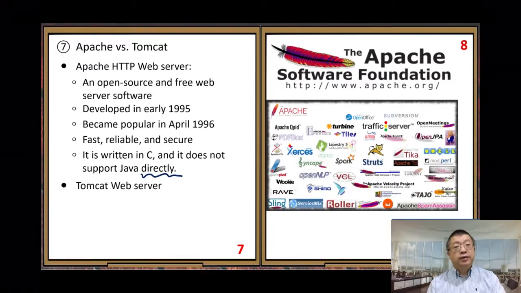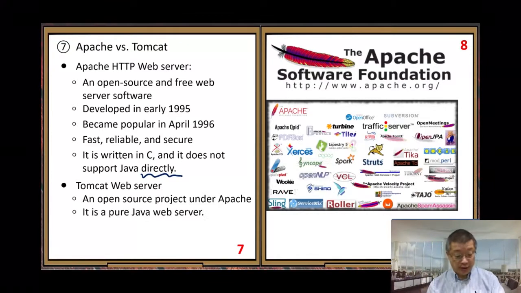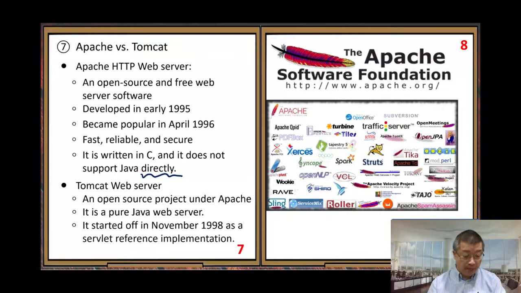All right. Tomcat web server. First, it is also an open source project under Apache. So that's why you see the name Apache Tomcat. Don't get confused. It's not the same server as the Apache server. It is a pure Java web server, completely written in Java. It started off in November 1998. Also pretty early, at that time very early, more than 20 years ago.